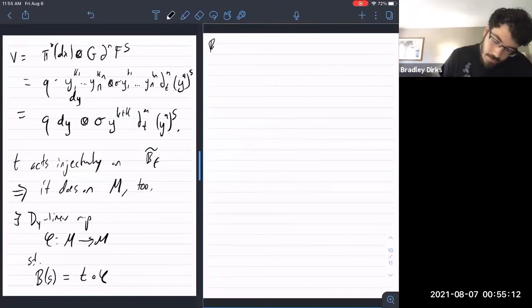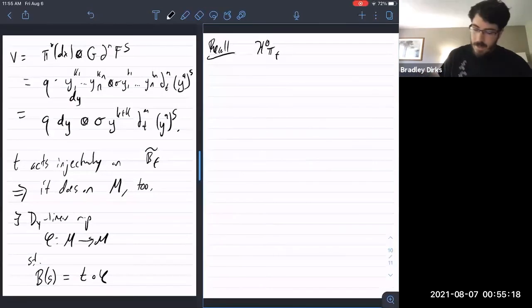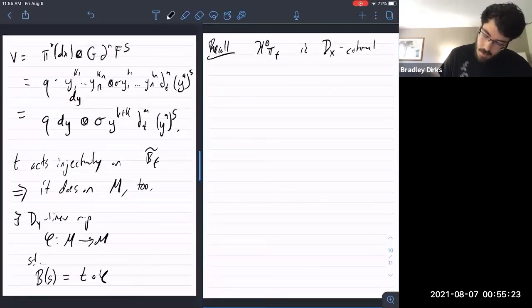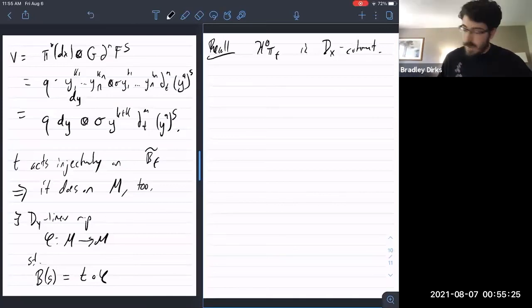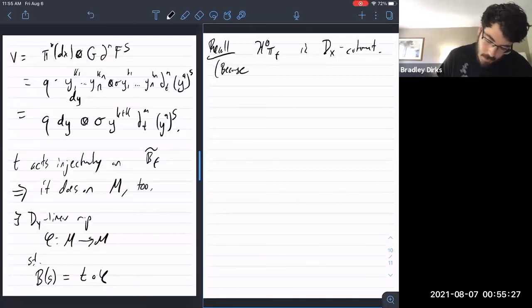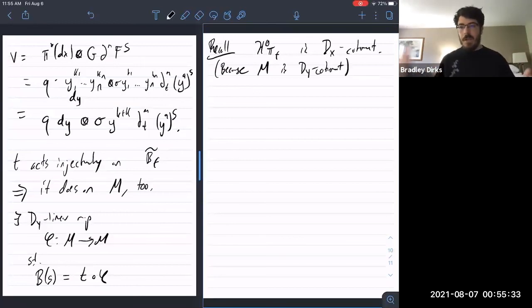Yeah, and then recall from last time, because this pi is assumed to be proper, this cohomology module is D_X coherent. So we're going to use that, and that's because M is D_Y coherent. And that's because we're in the quasi-homogeneous case, because we have these monomial assumptions upstairs.